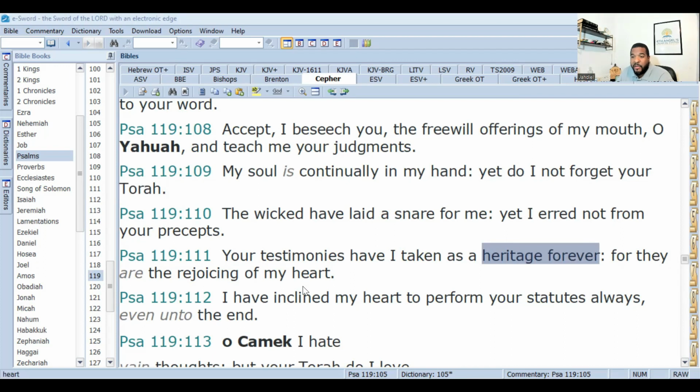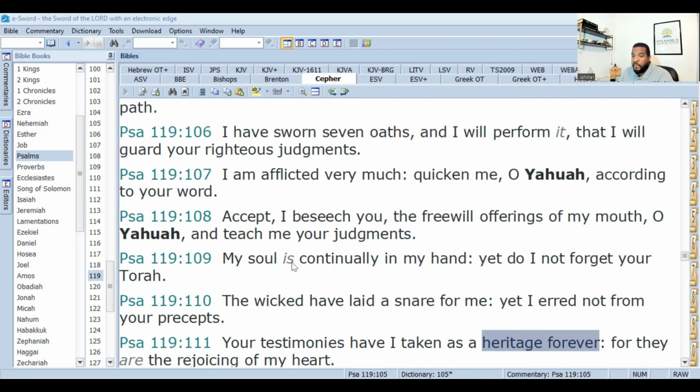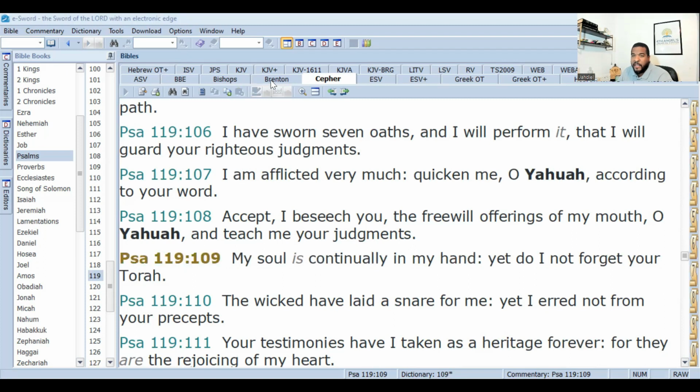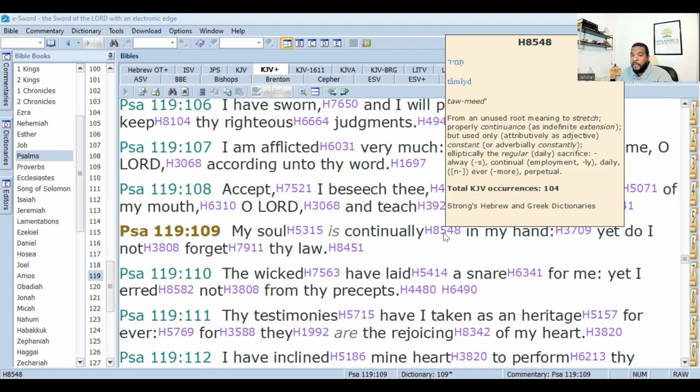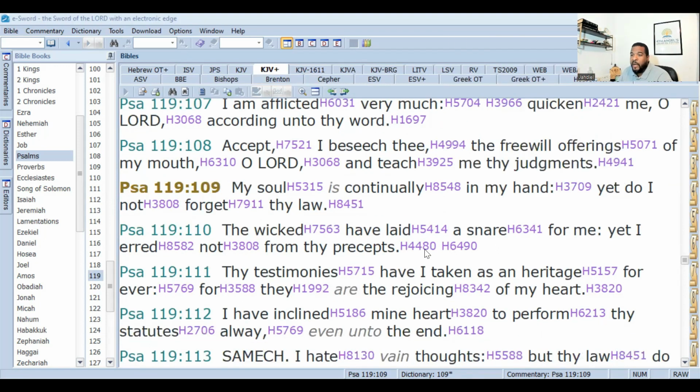I have inclined my heart to perform your statutes always, even unto the end. I think you clearly see in verse 109 the word continually. Let's see if that's the word noon. No, it's the word tamid, but you can still get the same point from the concept of continuing.